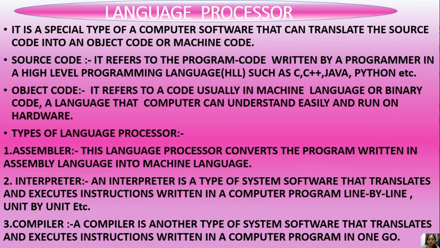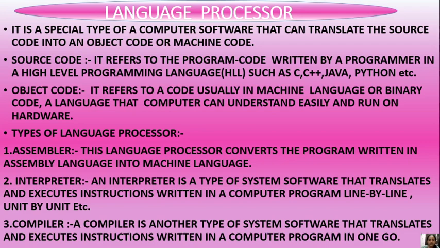After the operating system, the second type of system software is the language processor. In general, we can say it's just like a translator, which is used to translate from one language to another language. It is a special type of computer software that can translate the source code into an object code or machine code.